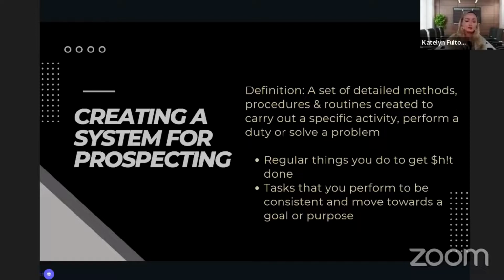Now, the definition of a system is basically a set of detailed methods, procedures, and routines created to carry out a specific activity, perform a duty, or solve a problem. So they're basically just regular things that you do to get things done. These are just tasks that you perform consistently to move towards a goal or purpose. So when you're communicating with your database, it's not groundbreaking stuff. You're doing these little tasks that you know will eventually turn into a transaction.